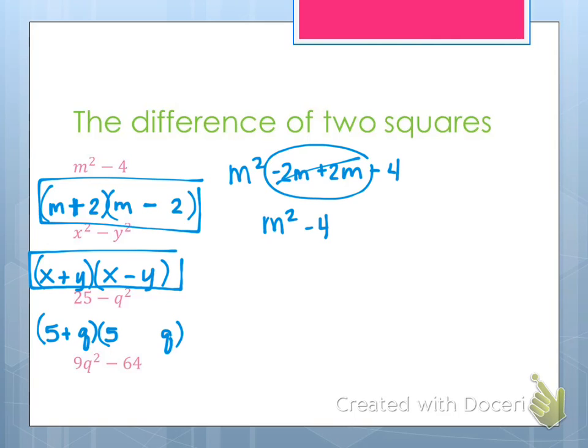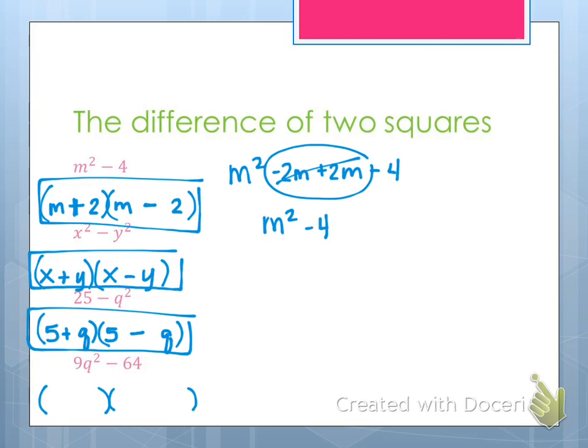And I put a plus and a minus. And this is my final answer. Okay? And last one. Now this one I've got a number in front of the Q squared. Okay? Well, let's ask ourselves, does 9 have an exact square root? Yes. Does Q have an exact square root? Yeah. Does 64 have an exact square root? Then we can do it.